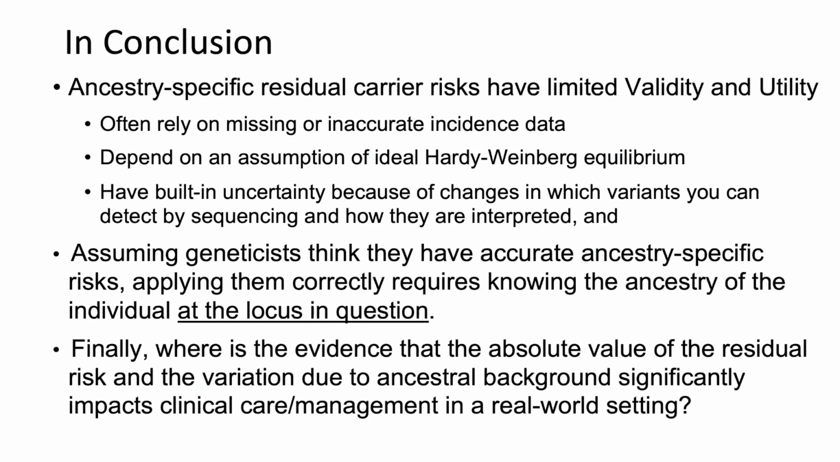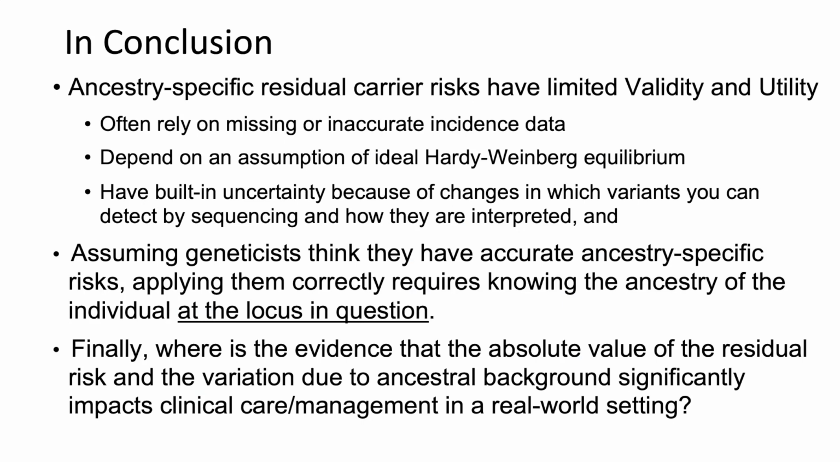So here's my conclusion. Ancestry-specific residual carrier risks have limited validity and utility. They often rely on missing or inaccurate incident data. They depend on an assumption of ideal Hardy-Weinberg equilibrium, which in many populations is not the case. And they have built-in uncertainty because of the changes in which variants you can detect by sequencing and how they're interpreted change. And assuming geneticists think they have an accurate ancestry-specific risk, applying them correctly requires knowing the ancestry of the individual at the locus in question. And we don't know that.